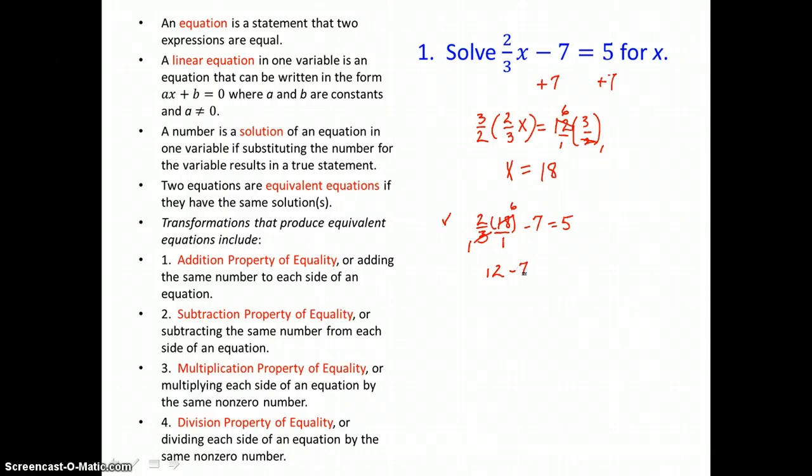And 12 minus 7 does equal 5. So 5 equals 5. The left-hand side equals the right-hand side. That's a true statement. So we know that our solution is x equals 18. It's a good solution.